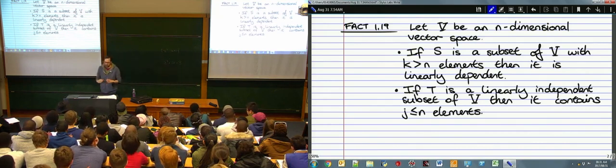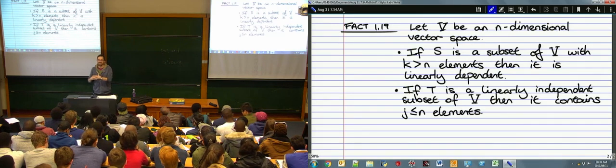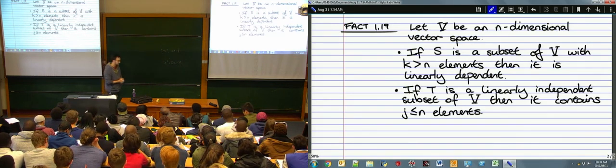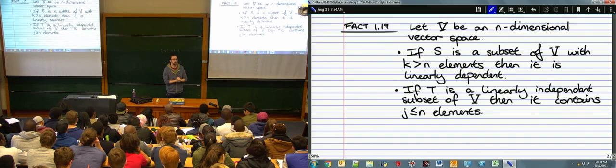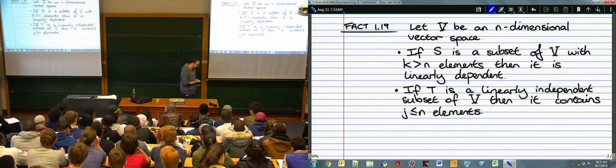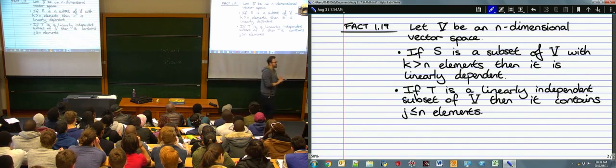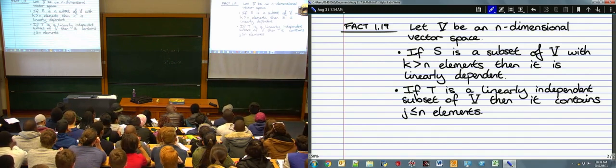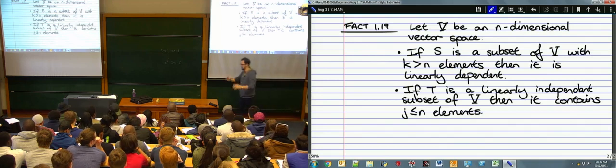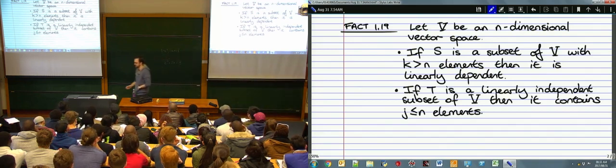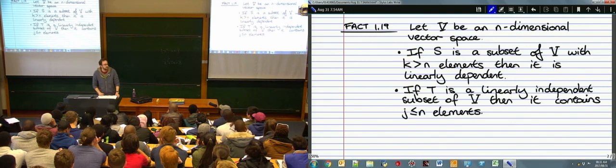The other way of writing this down is to say that if you've got a subset T which is linearly independent inside your vector space V, then the number of elements inside T must be less than or equal to the dimension of the vector space. So if you have R3, and I tell you that your set T is linearly independent in R3, you know immediately it has either 3, 2, or 1 elements in it, right? You can't have a linearly independent set which has more elements than the dimension of the vector space. In some way, you just sort of run out of space.